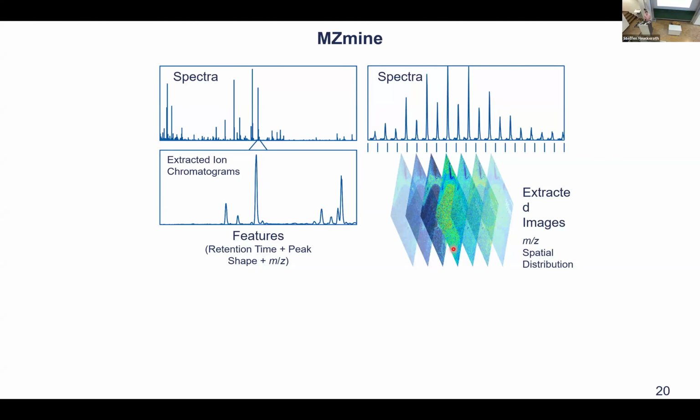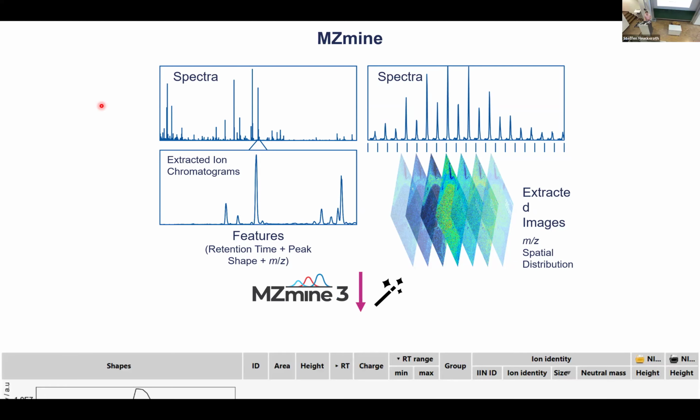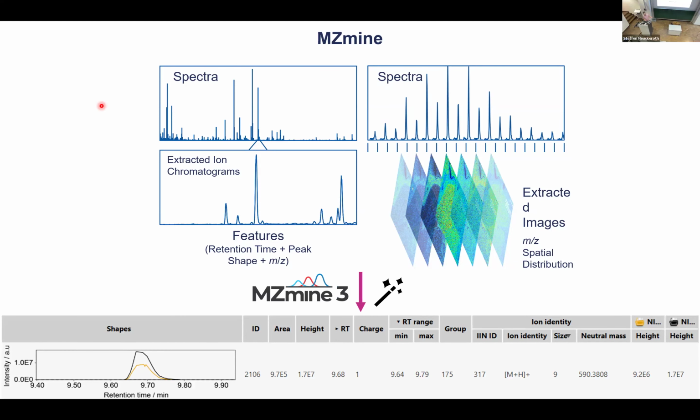What MZmine is actually trying to do is take raw spectra, be it from GC-MS, LC-MS, Helix MS, MultiMS, whatever you throw at it. We are trying to apply some magic and extract a feature table that you can make sense of. So we are trying to extract the mass to charge ratios, the retention times, the peak shape, tell you, okay, it might be this ion, and try to identify it.